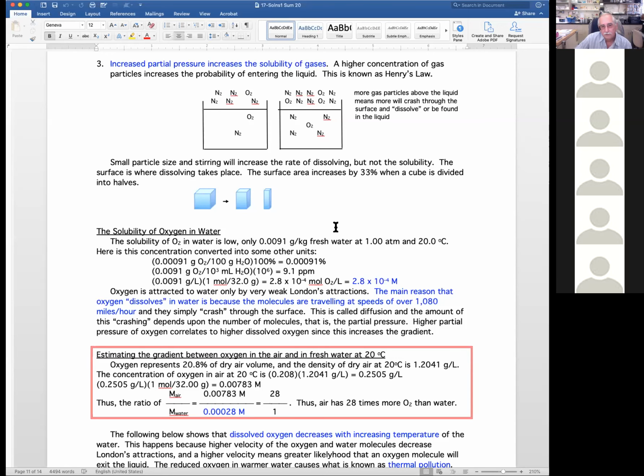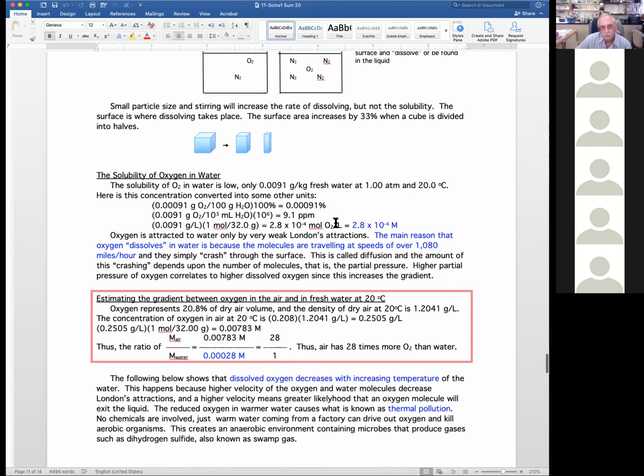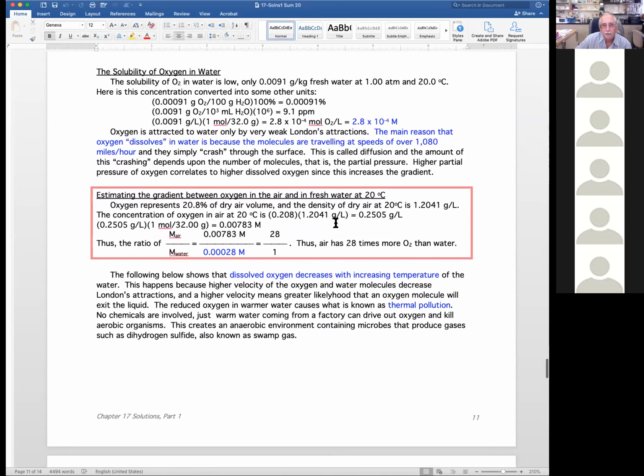So I thought I would do a demonstration on oxygen in water. If you look it up online, you'll find stuff like this. But what does that mean? So I turned it into a percent. I turned it into parts per million. And I turned it into moles per liter, which you now know. Okay. So it's not very concentrated. If you don't believe that, ask a fish.